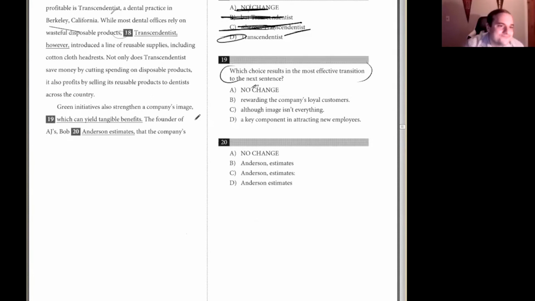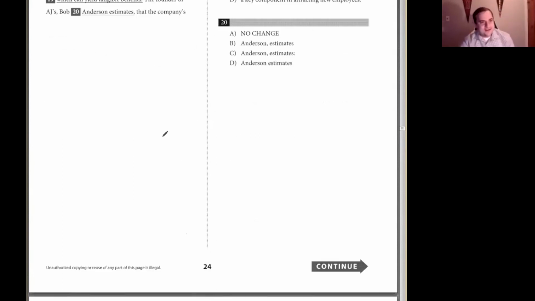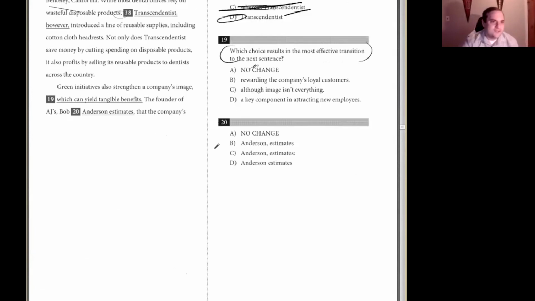Neither here nor there. So the sentence ahead is talking about it increasing customers, right? So we want that to set up increasing customers. So this says, here, which can yield tangible benefits. Well, that could work. Increasing your customer base certainly seems like a tangible benefit. I'm leaving it. Green initiatives can also strengthen a company's image, rewarding loyal customers. So no, the next sentence is about increasing the amount of customers. So it's not about customers who are already loyal. You're gone. Although image isn't everything, not at all what we're looking for to set up the next sentence. And the next sentence is not about new employees. So our answer is just A.